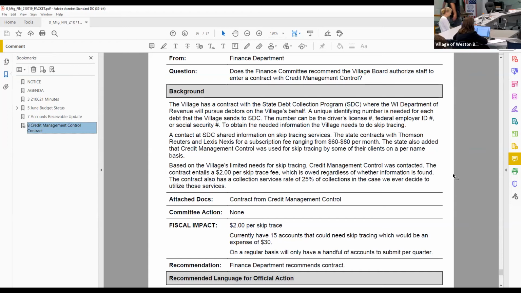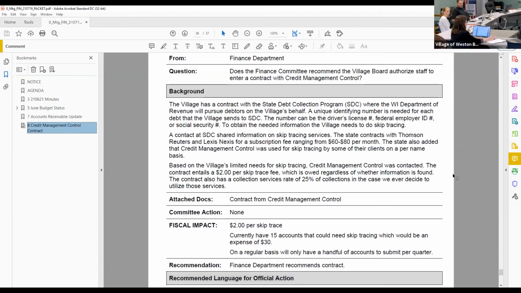I looked at the state contract for the other bigger names that do it, and it looks like they're on a subscription basis, so they would want $60 to $80 a month per user. So based on what we have right now, I think it makes more sense just to do it on a per name basis. And ongoing, if there's an accident, people usually don't pay on those. If it's under $1,000, those are the only ones that we would be forwarding to SDC. Everything else would be going through our insurance. So probably won't have much.